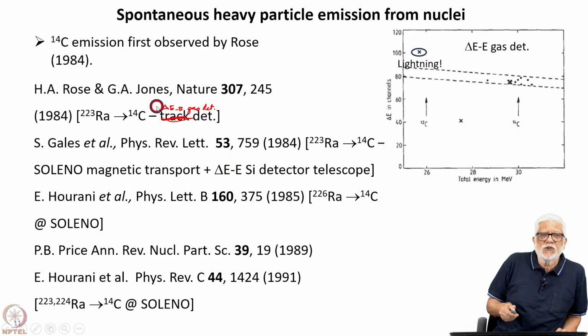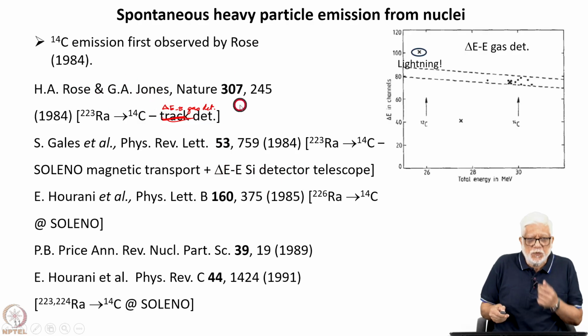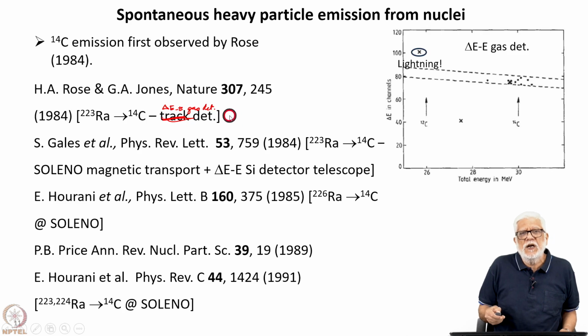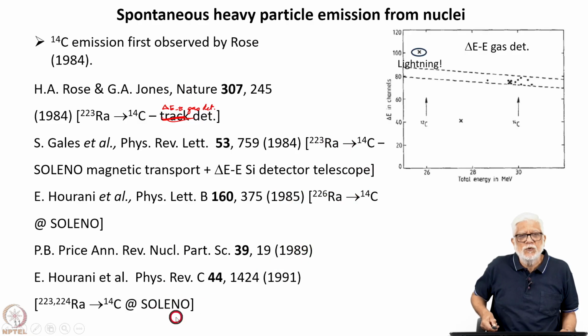Rose and Jones actually employed a silicon detector, but then they found that there is a lot of irradiation from the alphas on the silicon detectors, and that leads to a degradation of the detectors. So they ultimately used a gas delta E telescope. Similarly, there are other experiments on radium-226, and there's a nice review article from '89. Of course, there were subsequently experiments done also using the same solenoidal magnetic transport systems and so on.